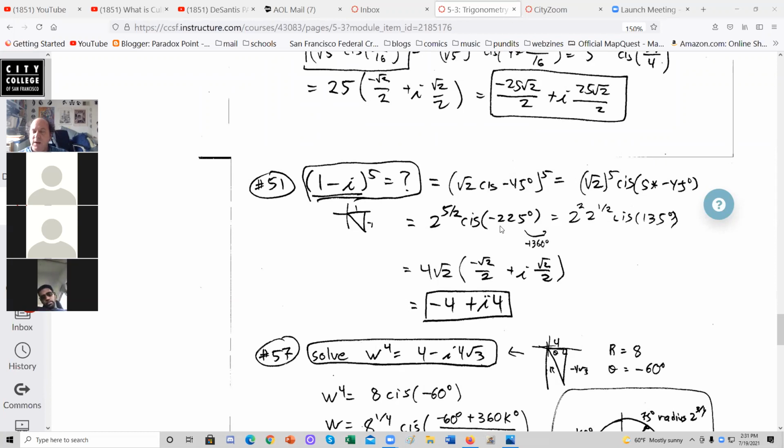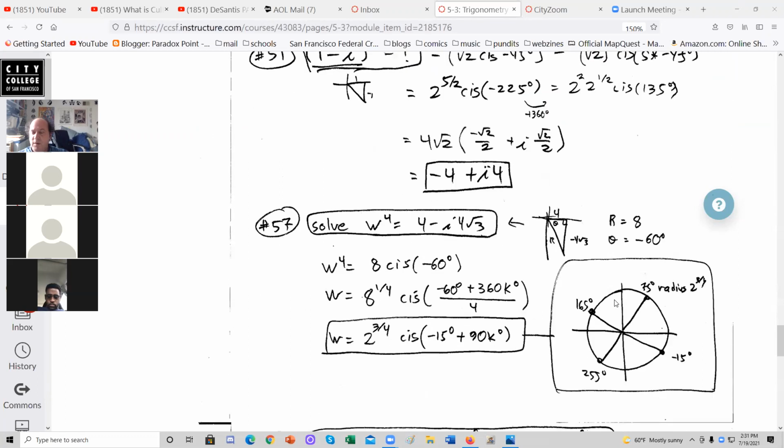Negative 225 degrees, we add 360 degrees, is 135 degrees. And that lands you in, let's see, is that the second quadrant? Yes. And cosine of 135 degrees is minus root 2 over 2. Sine of 135 degrees is root 2 over 2. Multiplying throughout by 4 root 2, the root 2 and the 2's cancel, and you get minus 4 plus i times 4.